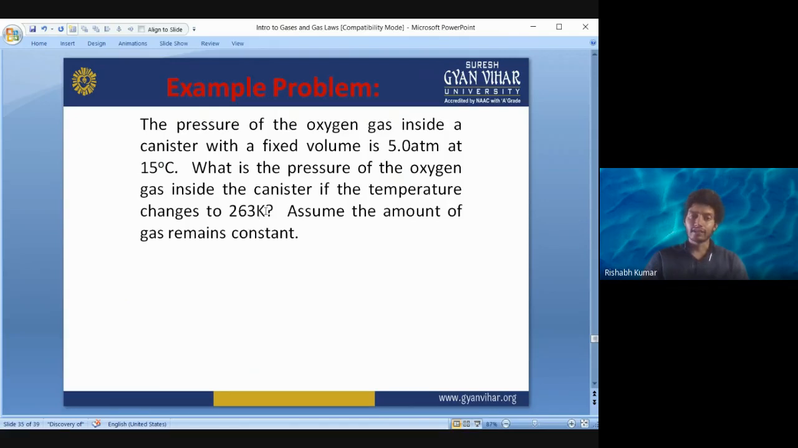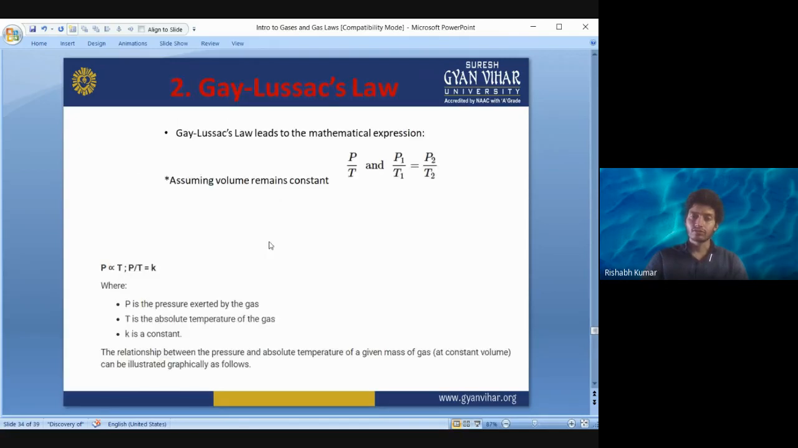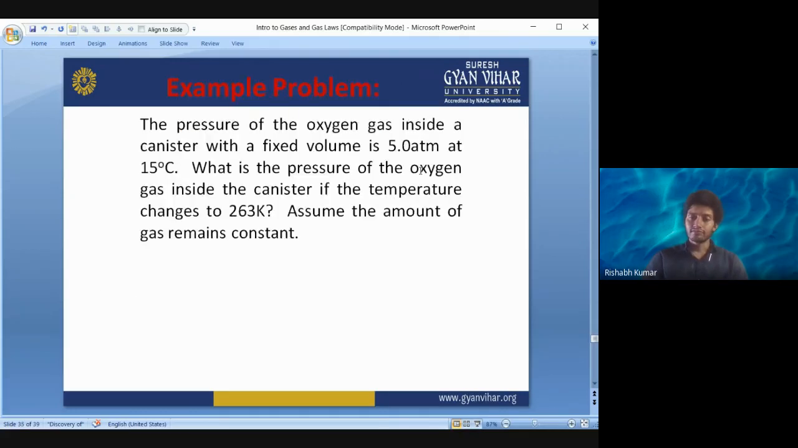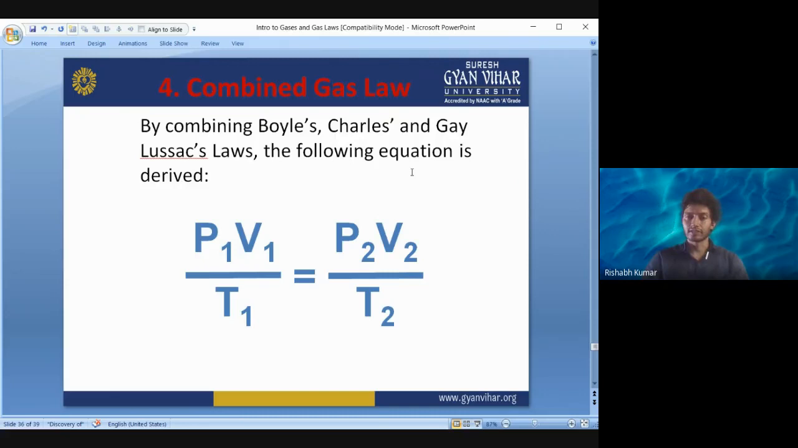तो आपका टेम्परेचर घट गया. टेम्परेचर घट गया, तो आपका प्रेशर क्या होगा ये पूछ रहा है. What will be the pressure, pressure will also decrease. You use this and you can get the pressure that you will get after decreasing the temperature.